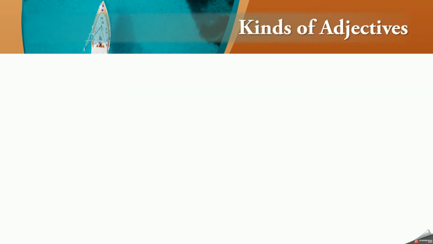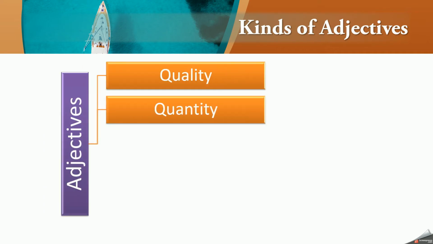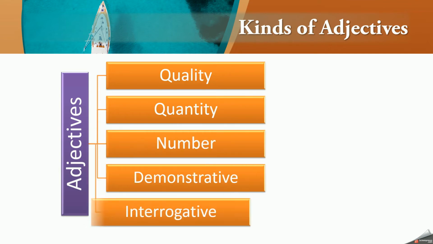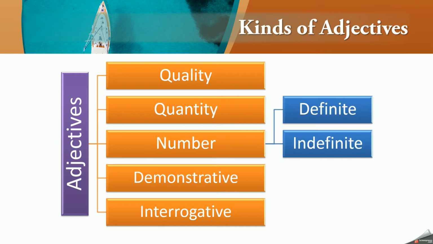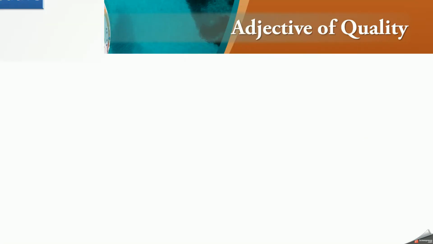Now we will see kinds of adjectives. We have adjectives of quality, quantity, number, demonstrative and interrogative adjectives. These are the 5 basic types of adjectives. Now in modern English they have introduced some other subclasses also, which we will see as and when we come across those topics, but basically these are the 5 main classes of adjectives. Adjective of number has 3 more classifications, that is definite, indefinite and distributive adjectives.